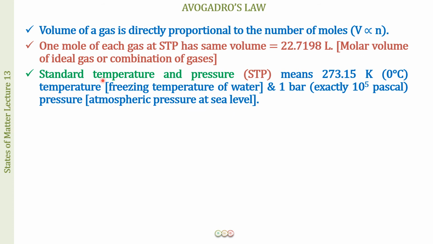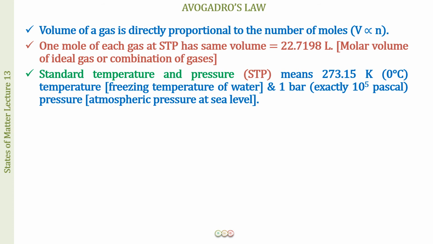So we have made the temperature and pressure constant, at 0 degrees Celsius and 1 bar pressure. At this temperature and pressure, if we measure 1 mole of a gas, how much volume is it going to occupy? It is going to be 22.7198 liters, which you can say approximately as 22.7 liters.